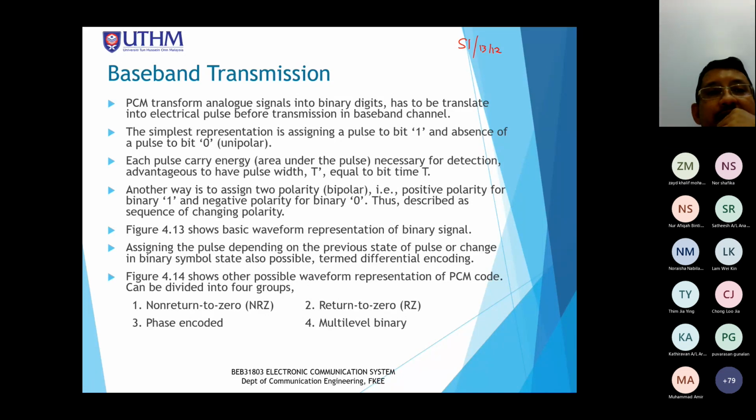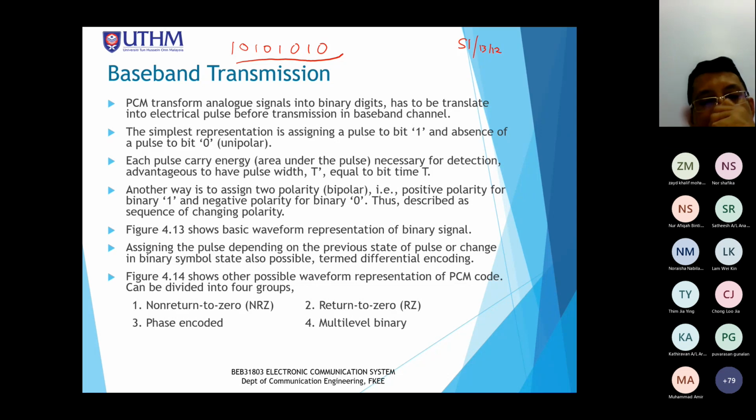So the next topic is baseband transmission. Now the issue is we already generate the PCM code word in the form of a digital code word, 10101010 and so on. After encoding, we produce a digital code word. Now the issue is, how are we going to transmit this digital data into the medium?